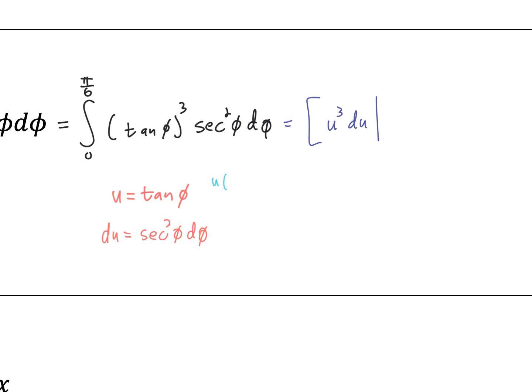Okay, so we'll take u of the top limit, and we'll find u of the bottom limit. Okay, so tan of pi over 6 is root 3 over 3, and then tan of 0 is just 0. So these are our new limits, root 3 over 3 and 0.